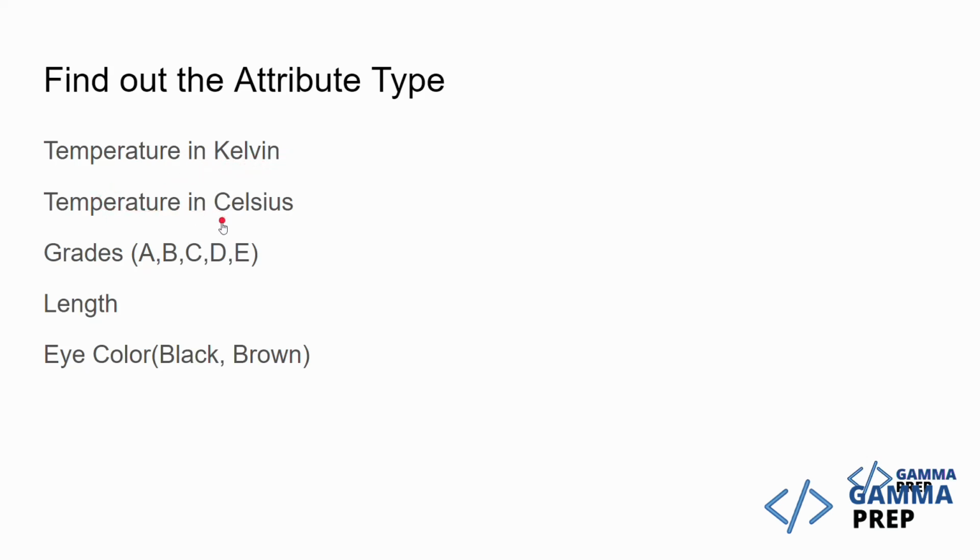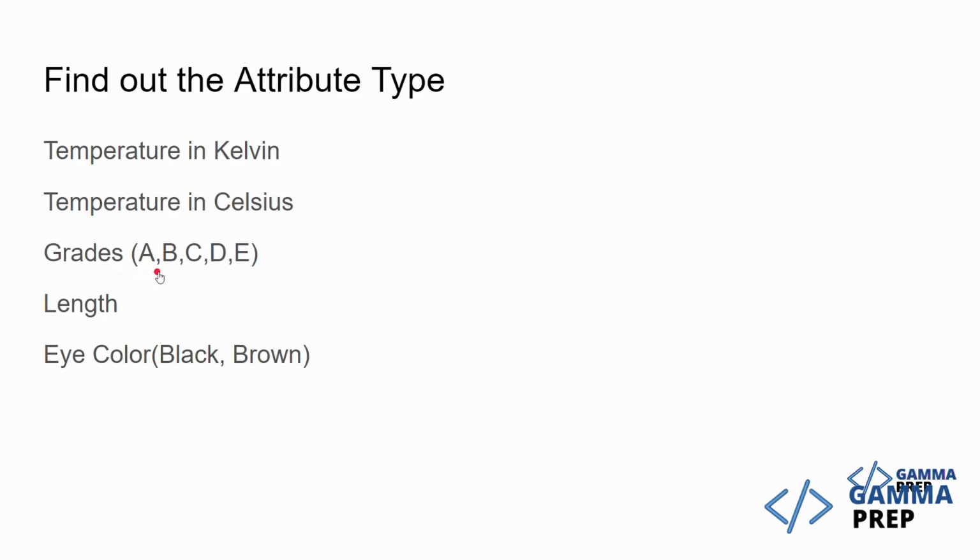What about the next one? Temperature in Celsius. Here we can figure out whether the attribute values are equal or not. We can also order them. We can find the difference, but we can have attribute values going below 0. So this is going to be an interval attribute.